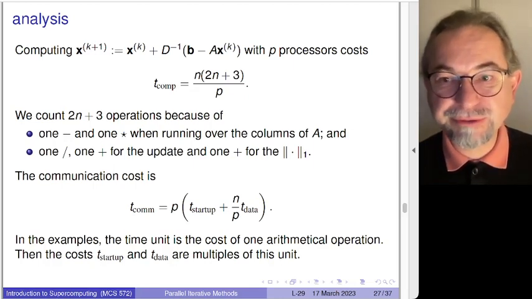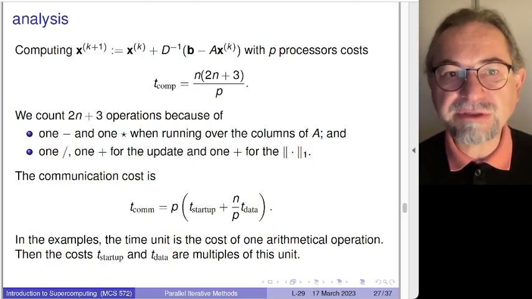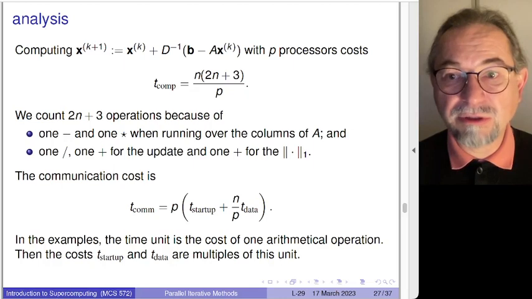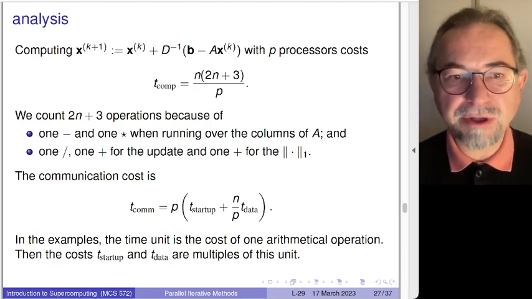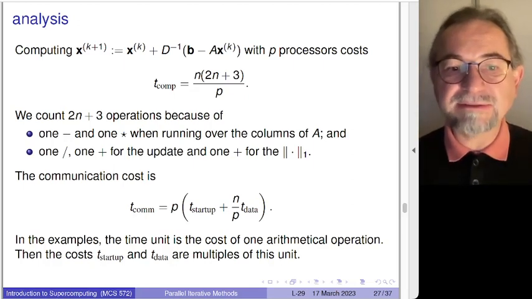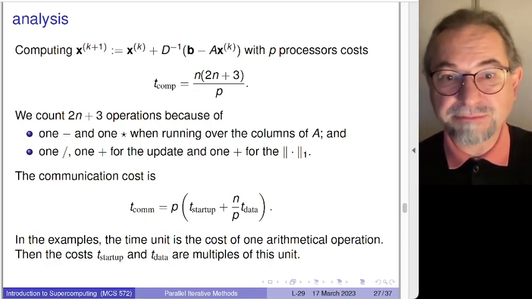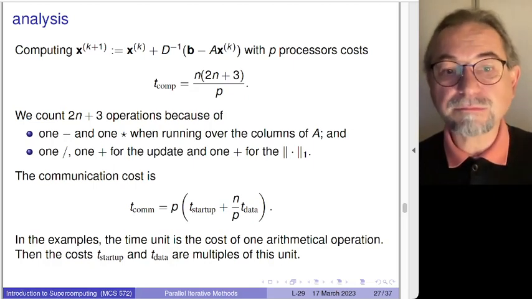We can compute, without actually doing many runs, an analysis of the communication and the computation costs. We have the total computation cost. We count the number of operations as 2n plus 3. And we also have the communication cost, which depends on the size of the data, n over p. We have the costs to send data over, which is proportional to the size of the data. And then there is also the startup costs. This gets multiplied with p. That's the total communication cost.